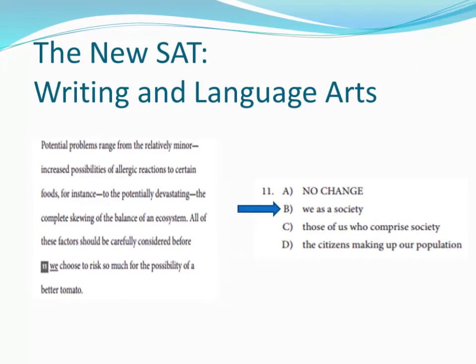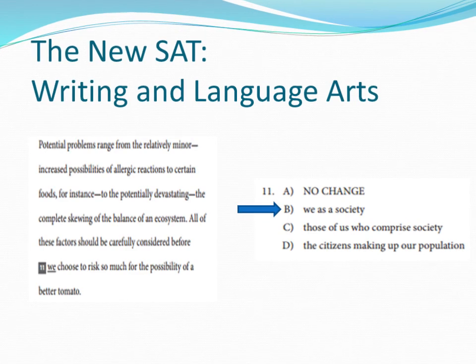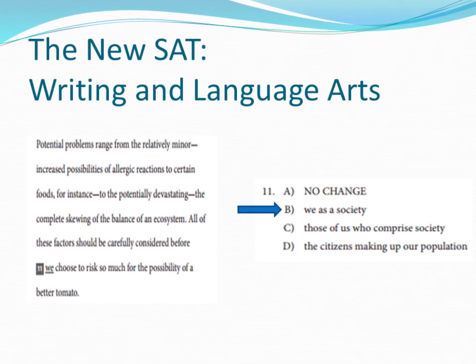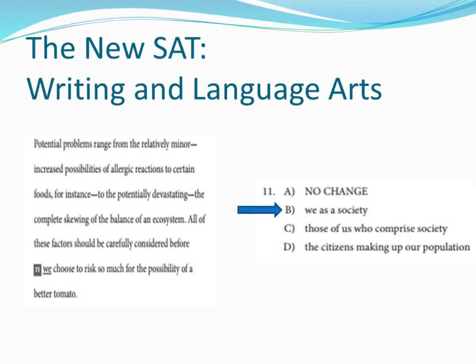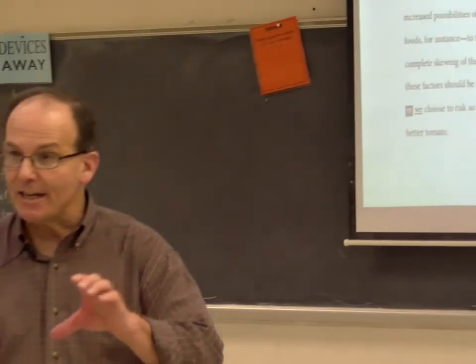So let's look at this question here. Potential problems range from the relatively minor, increased possibilities of allergic reactions to certain foods, for instance, to the potentially devastating, the complete skewing of the balance of an ecosystem. All of these factors should be carefully considered before we choose to risk so much for the possibility of a better tomato. Okay, now we're just taking a snippet of this passage.